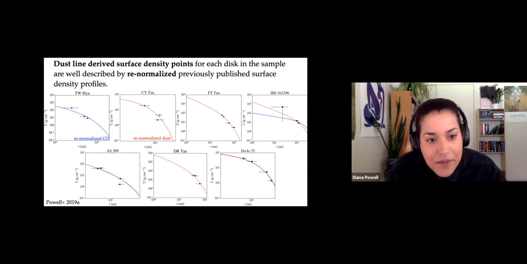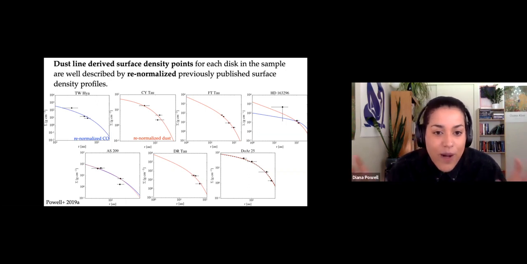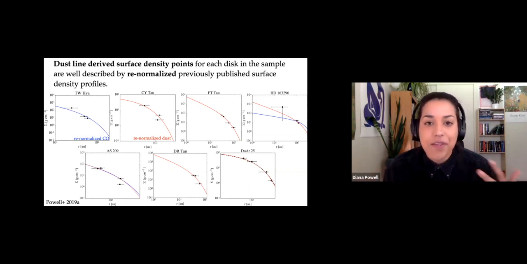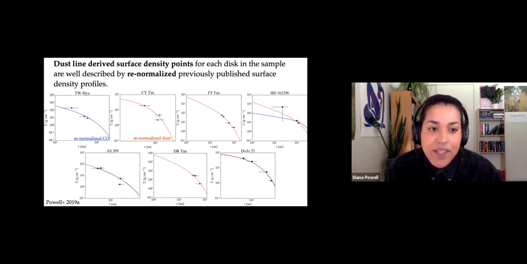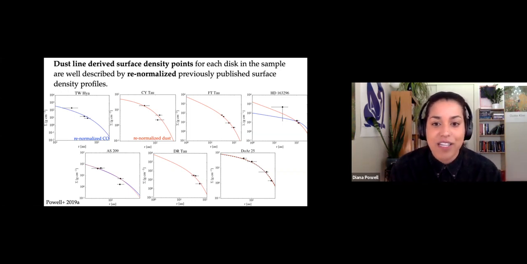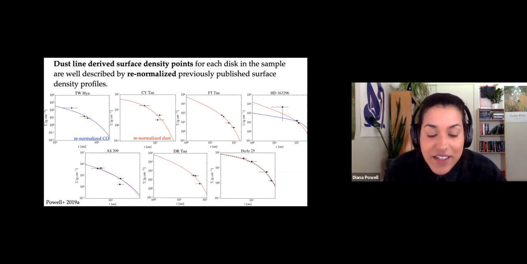Except I'll tell you that there's one exception to this, and that's if you have some prominent substructure like a ring that is the very outermost thing in the disk. And then if we had some prominent substructure that was trapping particles, what would we expect in that case? Well, we'd expect that all the different sizes would end up at the same location. So we can look and see if there's a disk in our sample that looks like this. And I'll spoil it by saying it's AS209 in the bottom left, where here the furthest out point does not match the previously published profile.